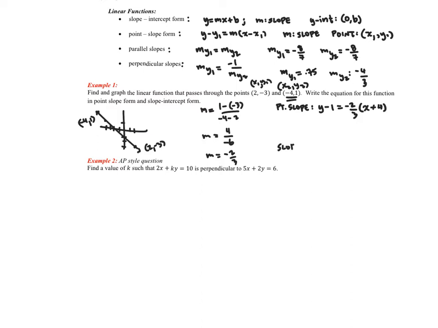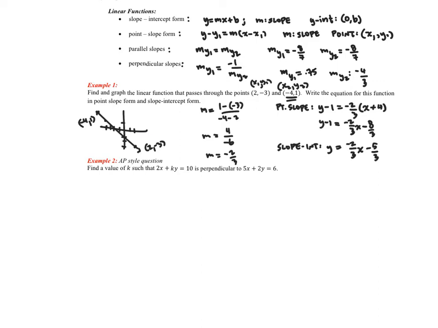Now slope-intercept form is going to need to be adapted algebraically. This would be y minus 1 is equal to -2/3 x minus 8/3. And then I add 3/3 to both sides, which is the equivalent of 1, and I get a negative 5/3. So there I've got the equation of my line in point slope and slope intercept.